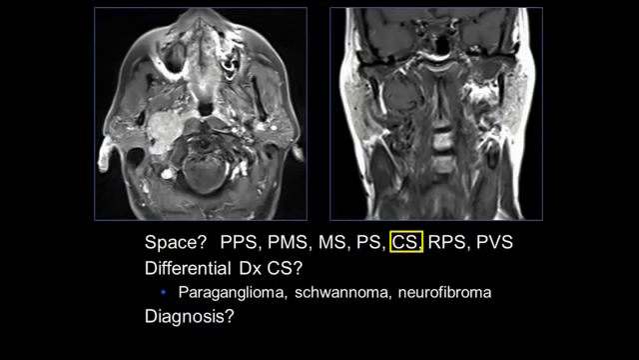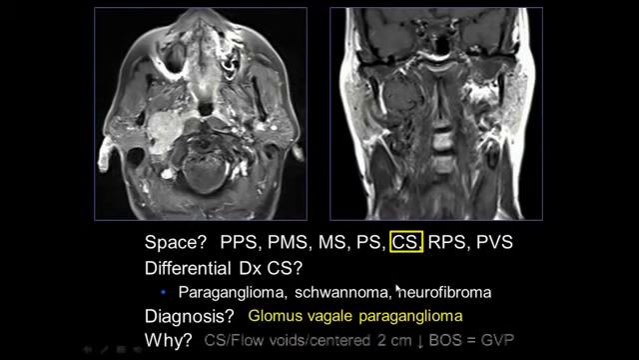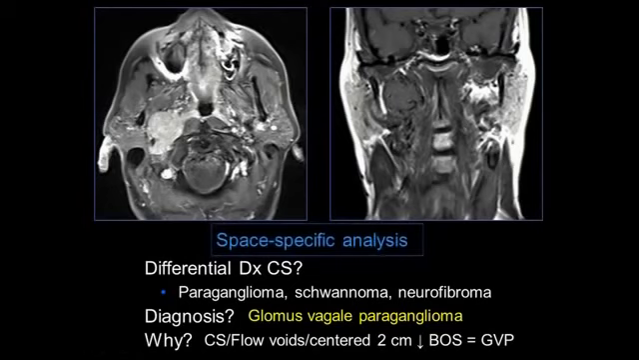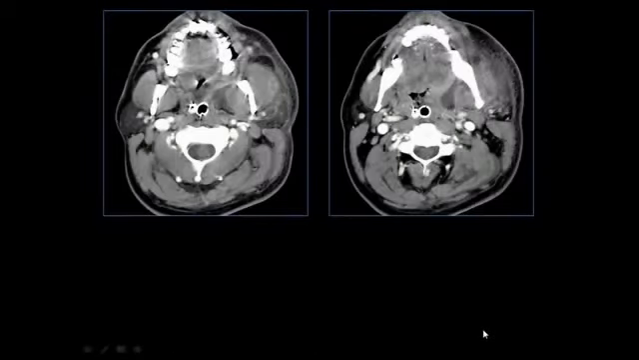A diagnosis, I would say, of glomus vagale, because it's 2 centimeters below the skull base in its center. It's not up in the jugular foramen. It's not down in the carotid bifurcation. It also has all of these high-velocity flow voids. So with location, imaging features, and space, I have a limited differential, and I conclude something that's useful. So that's a space-specific analysis.